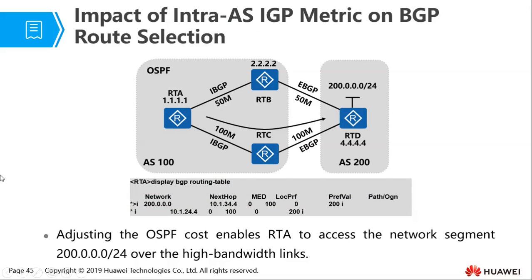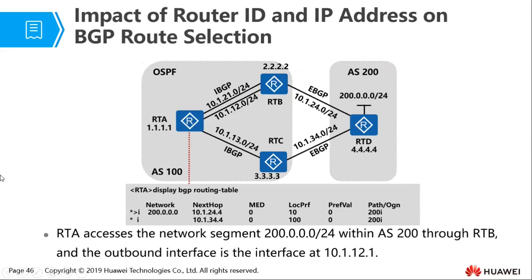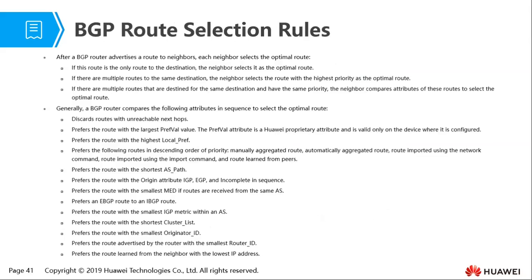Okay. So let's go on and look at the router ID, which can also be used, and also the IP address. So the last rules here. So whoever has the smallest router ID or the lowest IP address, if all the others have matched.